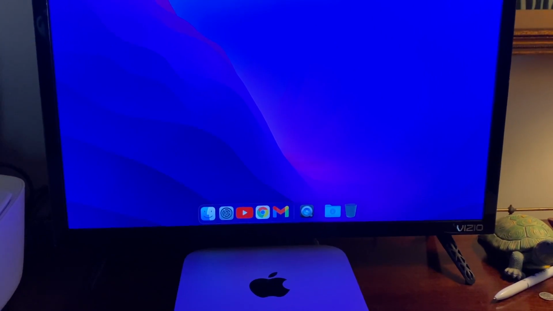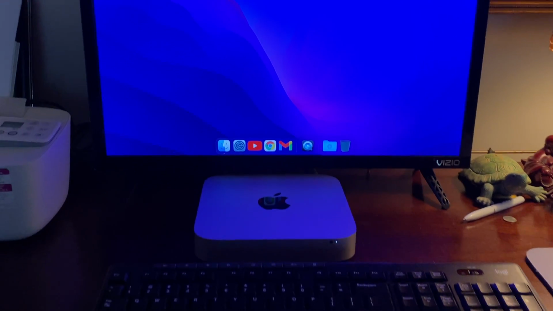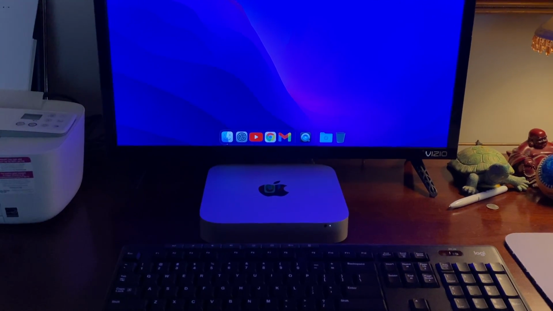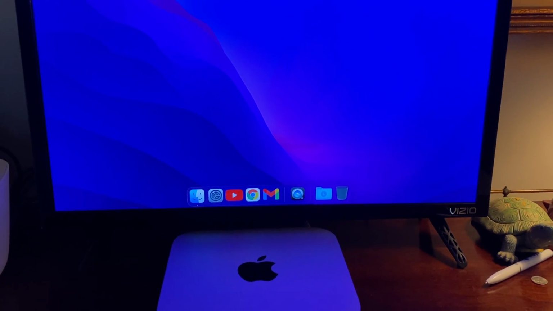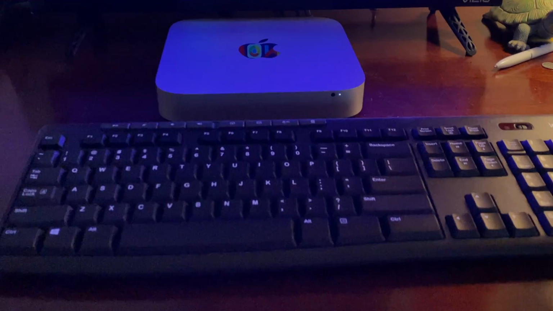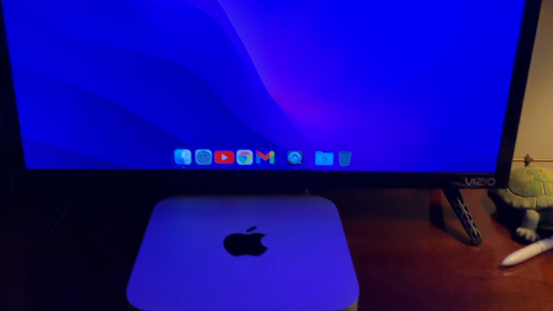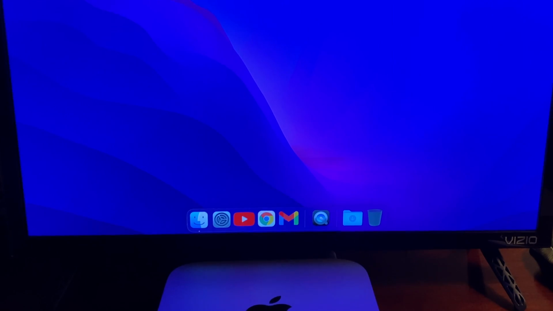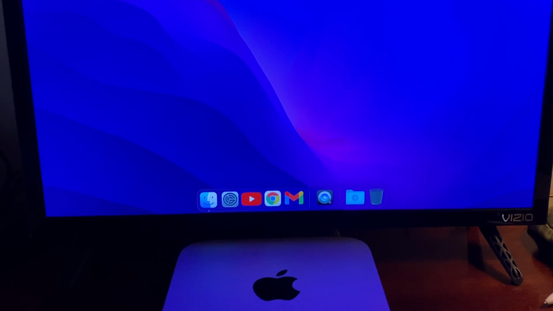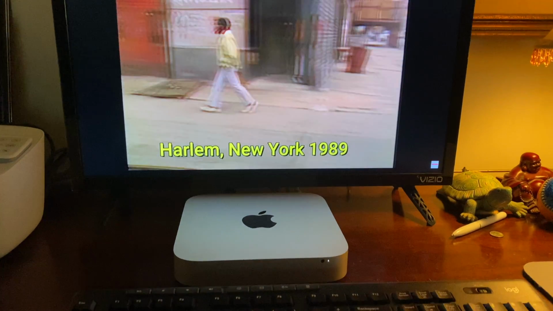If you can find one of these 2014 Mac Minis on eBay, they're generally pretty cheap, like $100. And again, what you're seeing here is the most stock basic version of a 2014 Mac Mini. So anyways, let me know any questions, but again, I highly recommend upgrading a 2014 Mac Mini to macOS Monterey.